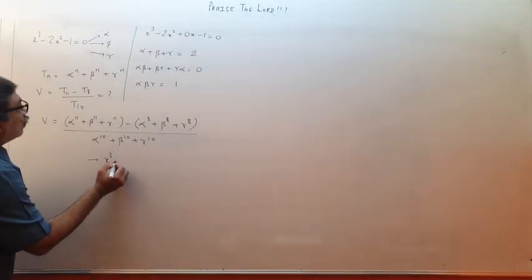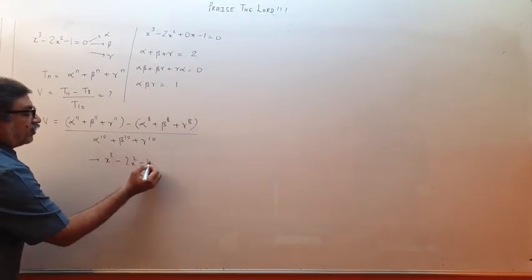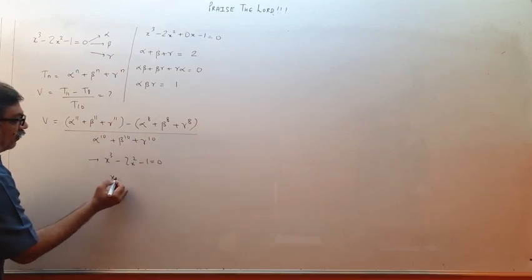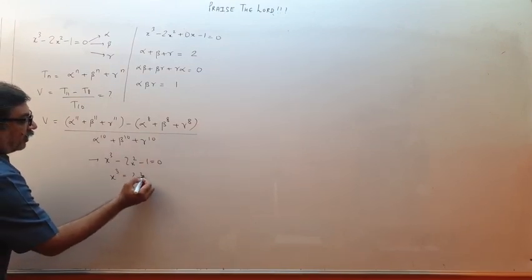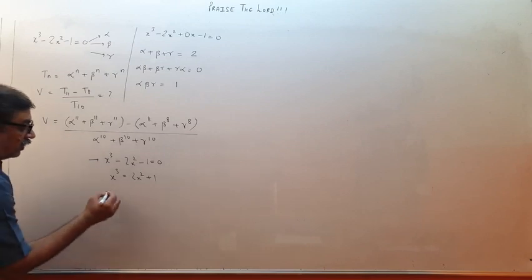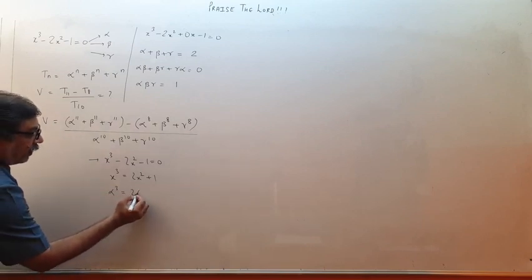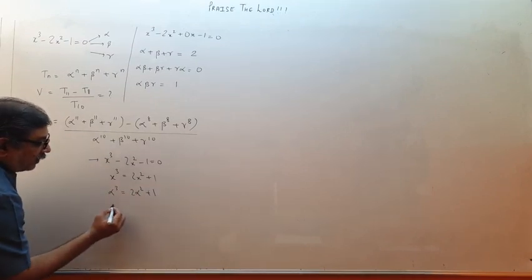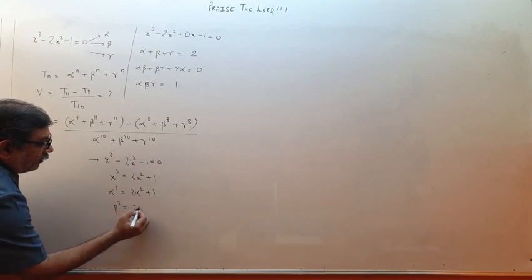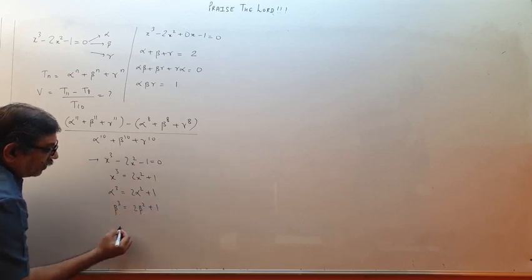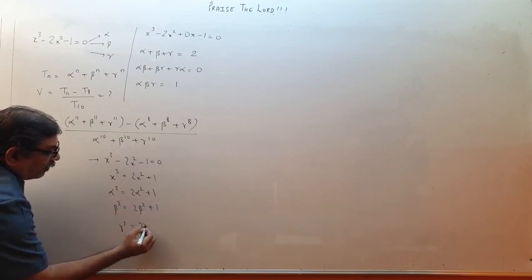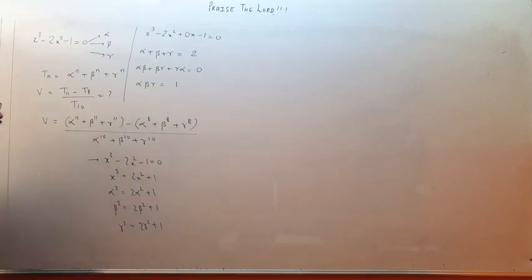I have got this x cube minus 2x square minus 1 equal to 0. So what will be x cube? That will be 2x square plus 1. So what will be alpha cube? That will be 2 alpha square plus 1. What will be beta cube? That will be 2 beta square plus 1. And what will be gamma cube? That will be 2 gamma square plus 1.